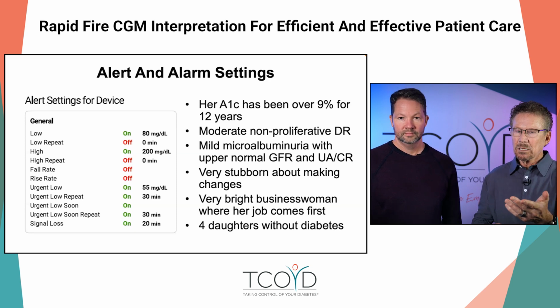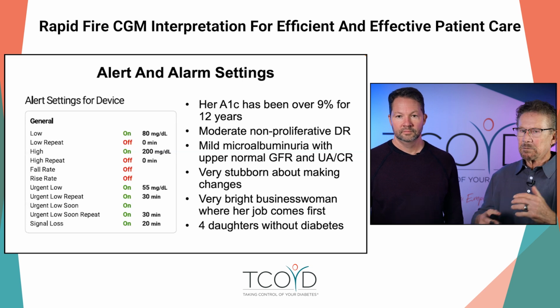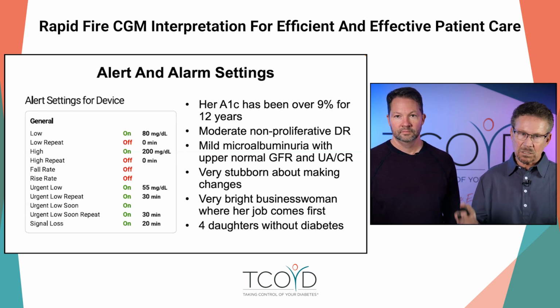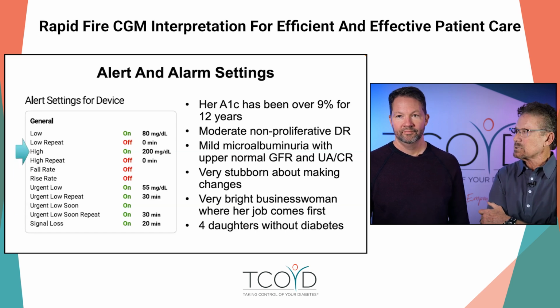And interesting, she had gestational diabetes with four of her kids. But she doesn't have gestational diabetes. She has type 1, antibody proven. So, that's the issue. Any comment on where she set her alerts?